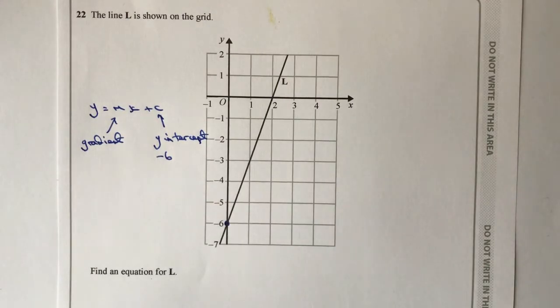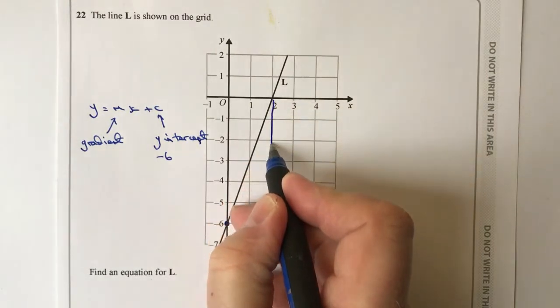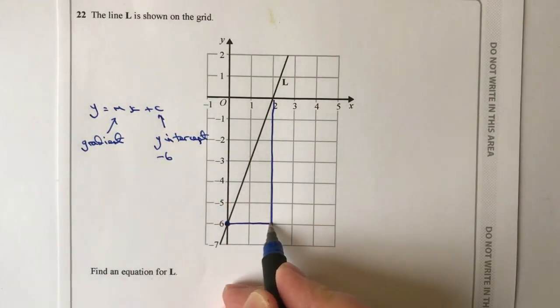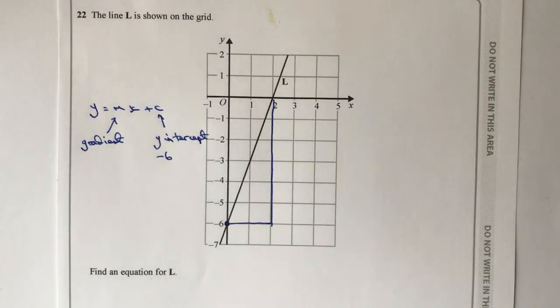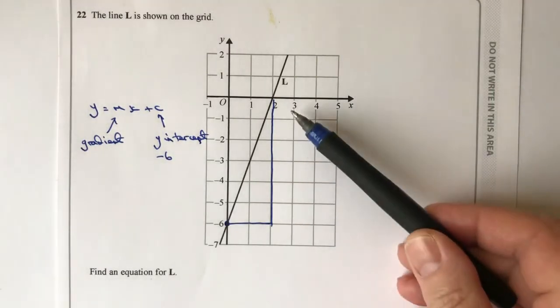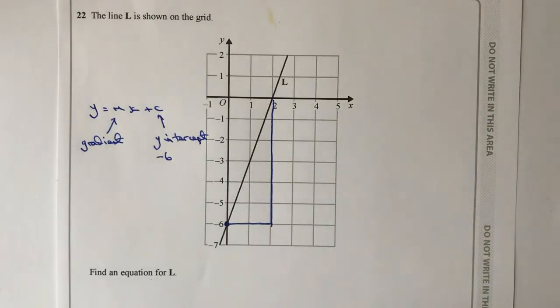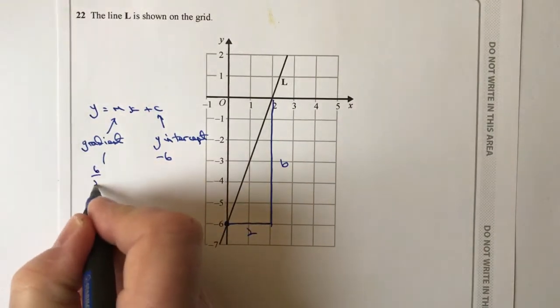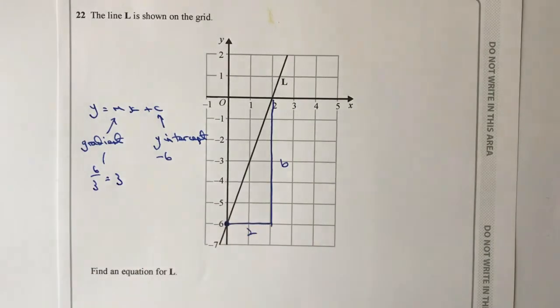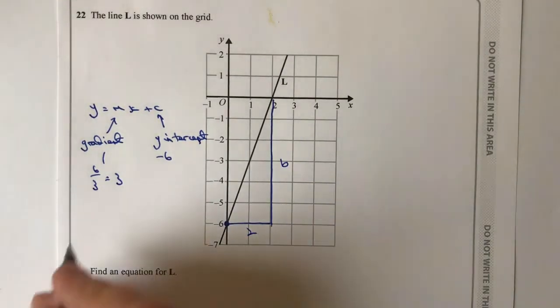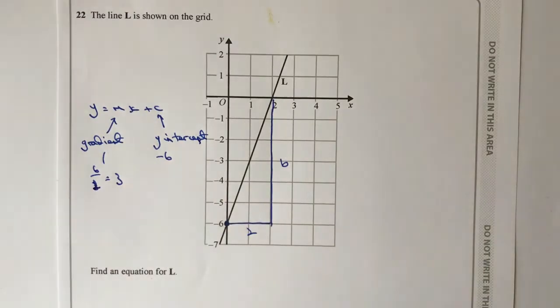The gradient is the difference in y divided by the difference in x, and probably the easiest way to do that is to draw a triangle, like that. Hopefully you'll be able to see this on the video, but the difference in y along here is 6 units, and the difference in x along here is 2 units, so I've got 6 divided by 2, which is a gradient of 3.